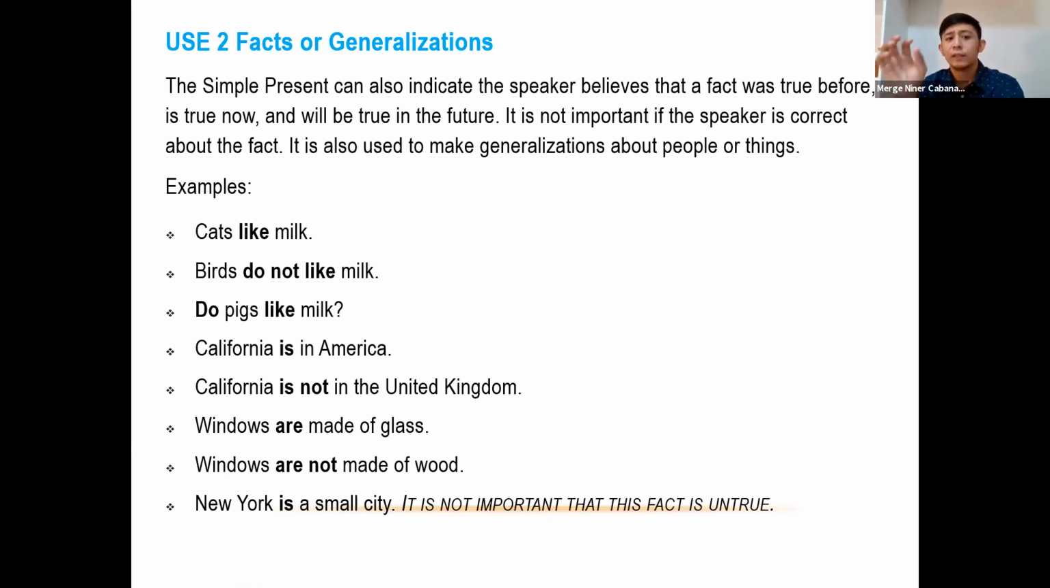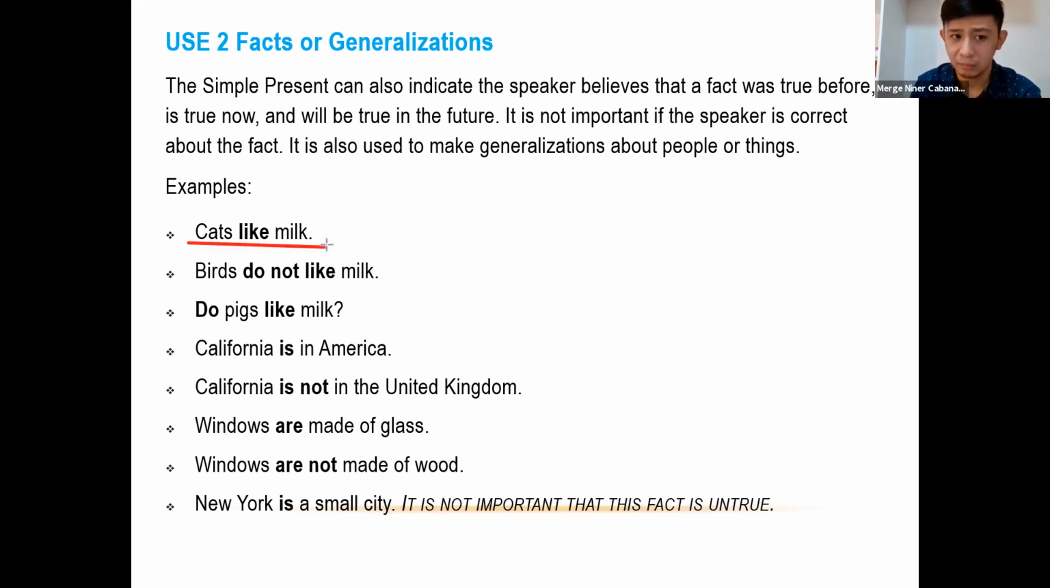Next one is facts or generalization. You are giving information. You are stating a fact. You are generalizing ideas. If you are doing either of those things, it also requires the simple present tense of the verb. Take a look at this: Cats like milk. Okay, it's very simple. Cats like milk. Sir, I have a concern.